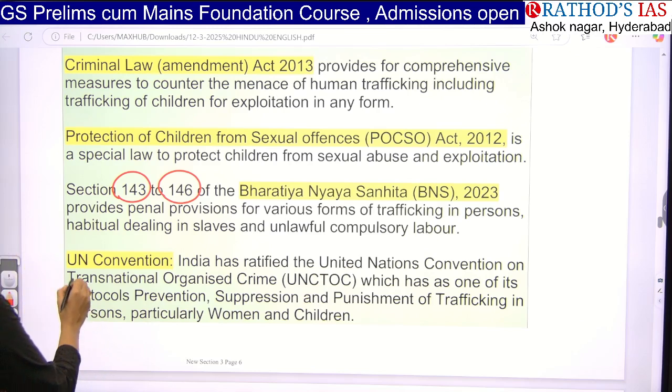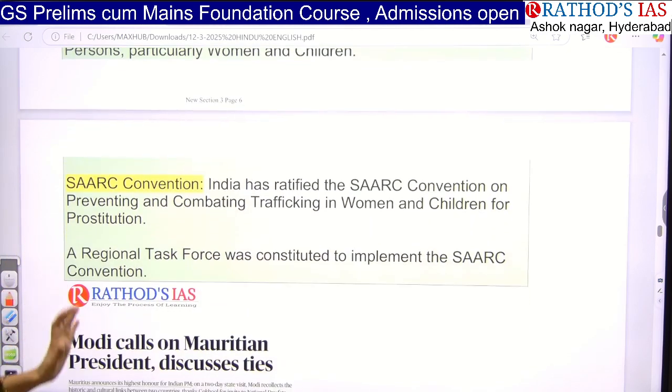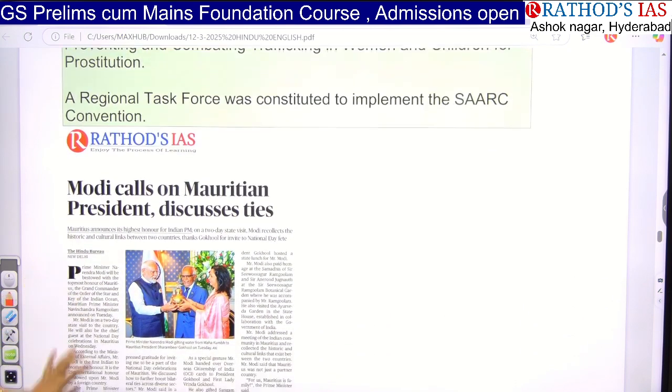And we have the United Nations Convention, which was also signed and ratified by our country, providing protocols for prevention, suppression and punishment of trafficking in persons, especially to protect women and children from trafficking. So these all are the steps taken by the government. Okay, you have to remember that. And we also have the SAARC Convention. The SAARC Convention has also been ratified by India so that we can combat trafficking in women and children for prostitution.